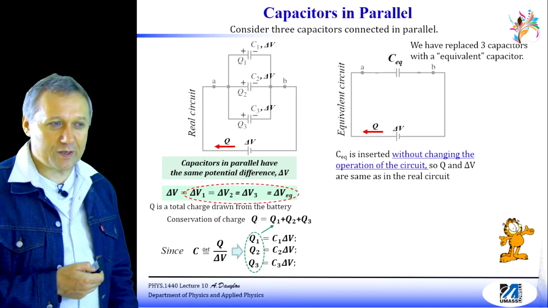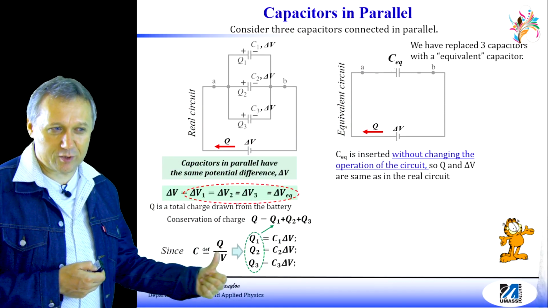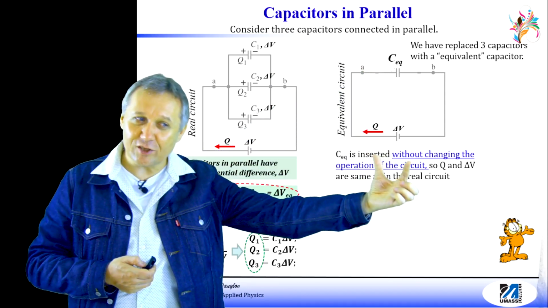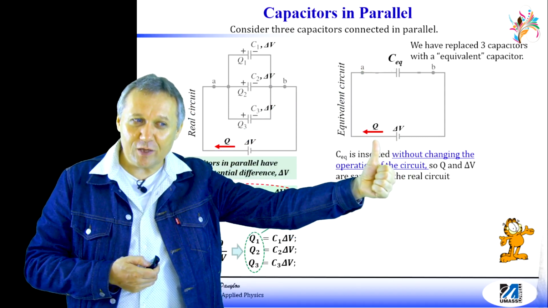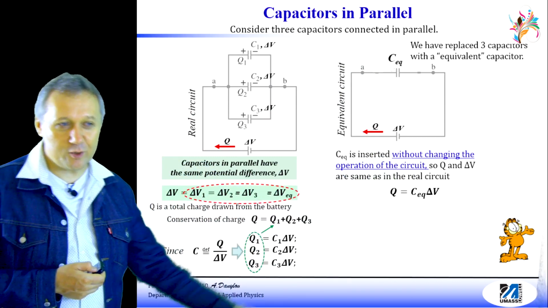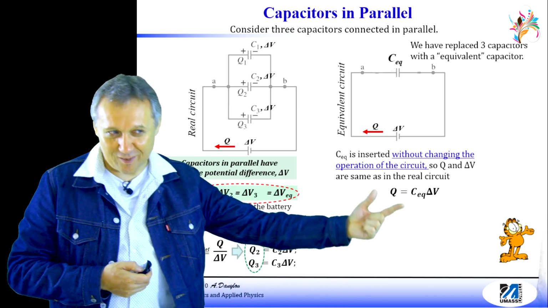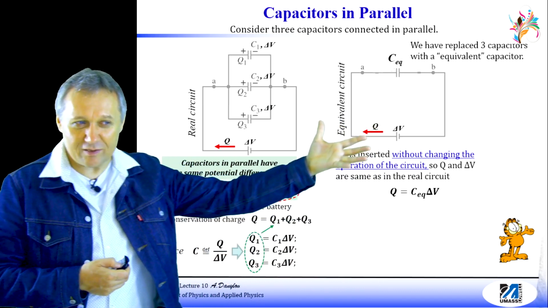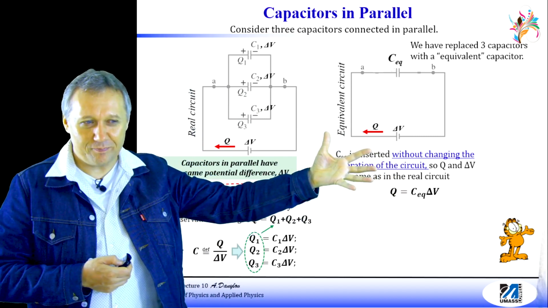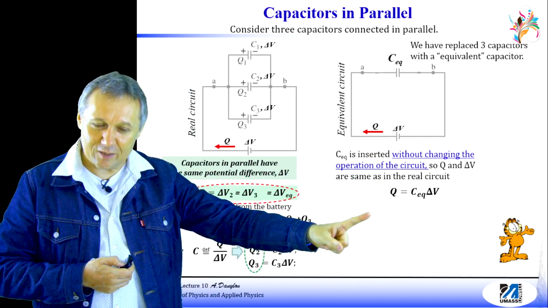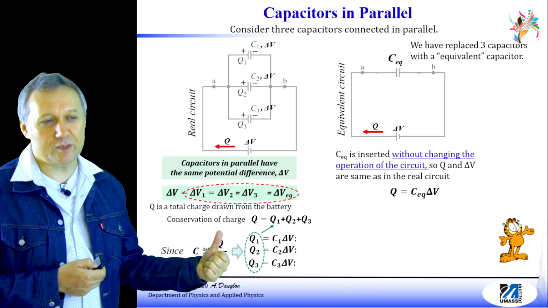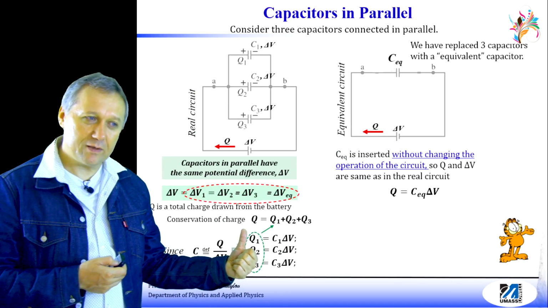So now we can use the same formula, C equals Q divided by delta V, for that capacitor, because we know the potential difference across C equivalent, we know the amount of charge in the C equivalent, right? So we can write Q equals C equivalent times delta V, because now this is a trivial circuit. You cannot make it any simpler. So now this expression for the total charge, we're going to use in our expression, right? So instead of this Q.